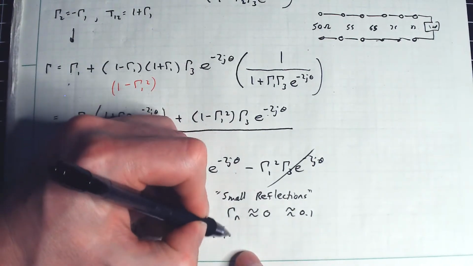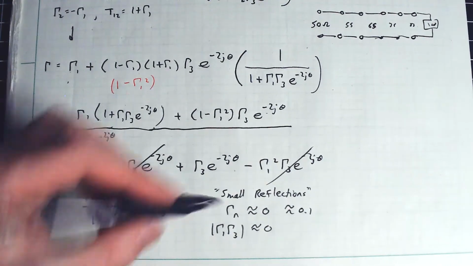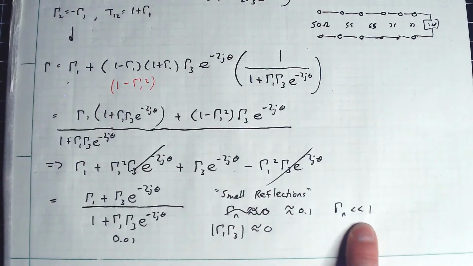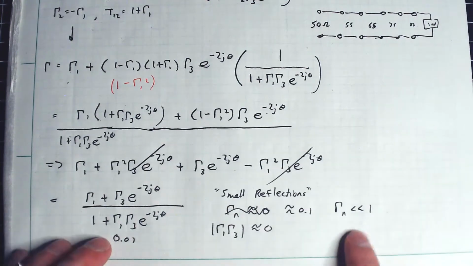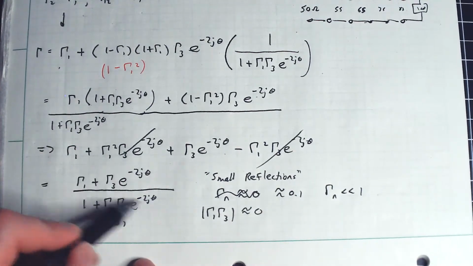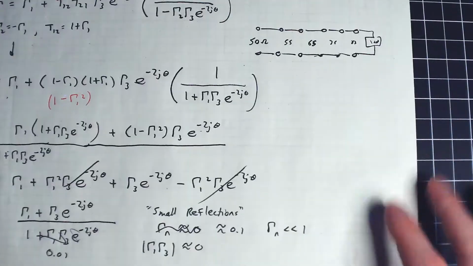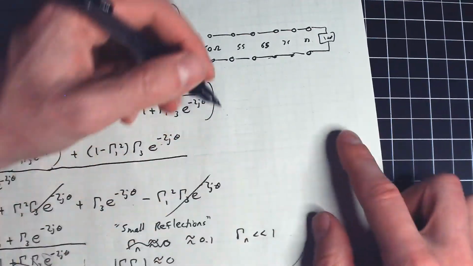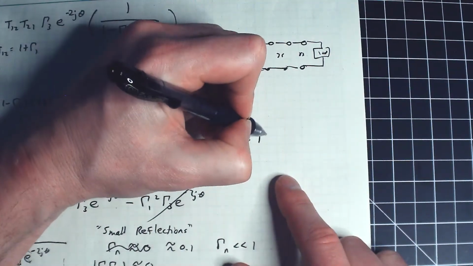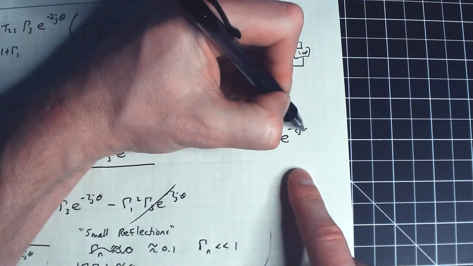So what you get is basically gamma 1, gamma 3. That little factor here is negligible. It's not appropriate to really say gamma n is approximately 0. We'll say gamma n is very much less than 1. They're just small numbers. But if I have small numbers multiplied together, I get very, very small numbers that are approximately 0. So this term approximately goes away if I have relatively small mismatches between these lines. What you finally are left with is that my net reflection coefficient is approximately, not equals, just approximately, gamma 1 plus gamma 3 times e to the minus 2j theta.